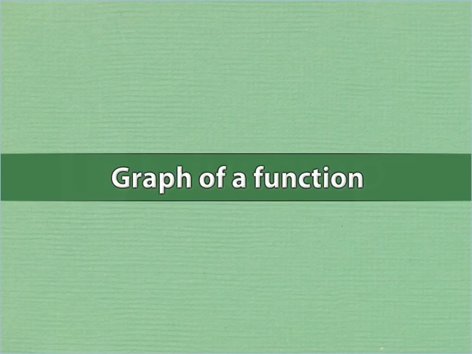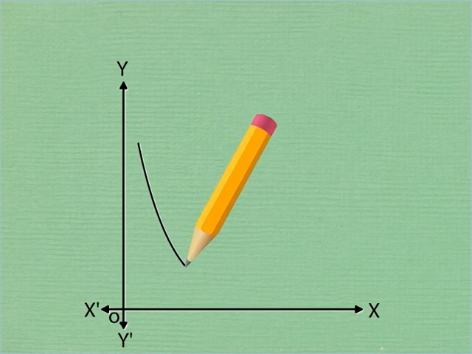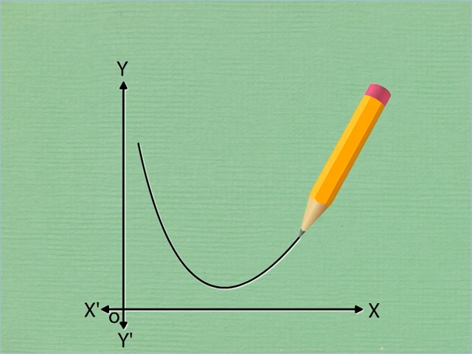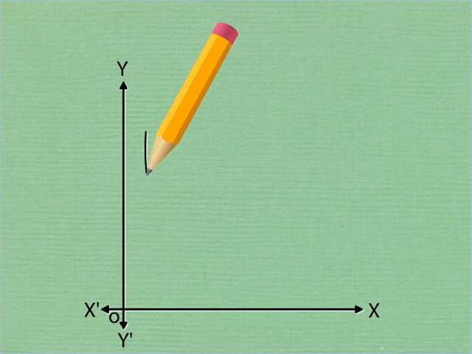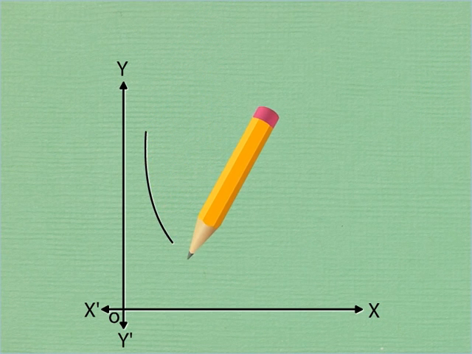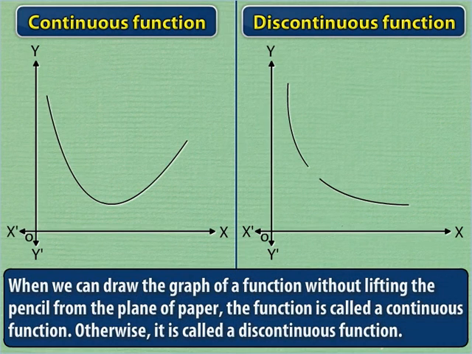We already know how to draw the graph of a function. When we can draw the graph of a function without lifting the pencil from the plane of paper, the function is called a continuous function. Otherwise, it is called a discontinuous function. These definitions give us an intuitive idea of continuous and discontinuous functions. For an exact definition of continuous functions, we use the concept of limits.